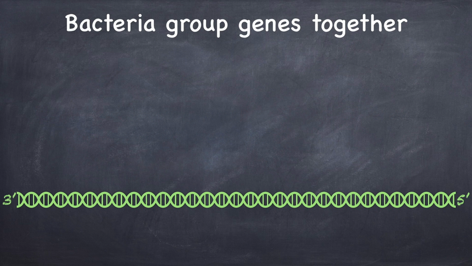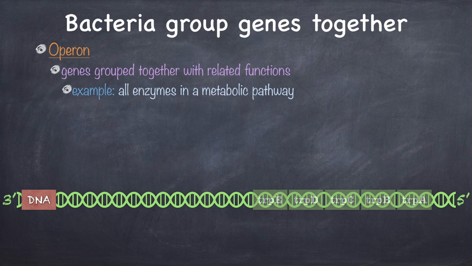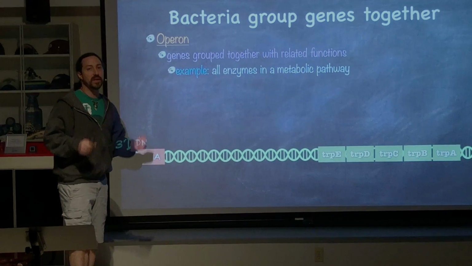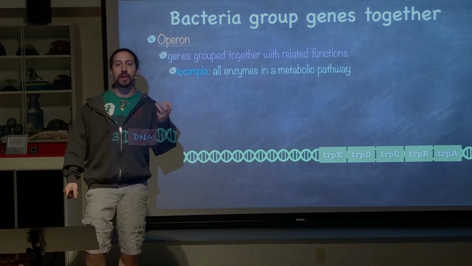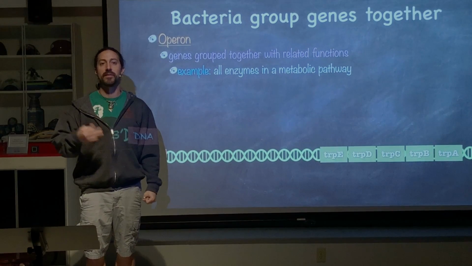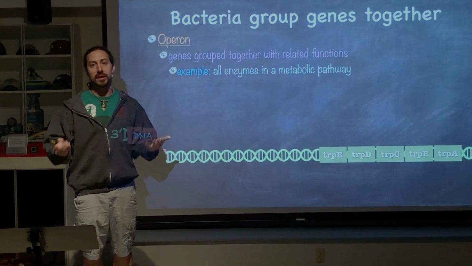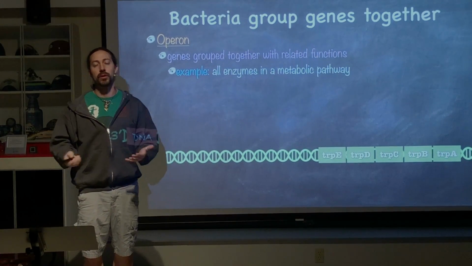So now we're going to look at it specifically. Here we have our DNA, and it's going to represent our operon. So we're going to have our group of genes that are all put together. And each of these genes will be used to code for a specific enzyme that will be used in a specific metabolic pathway. In this case, it's a pathway to build tryptophan.